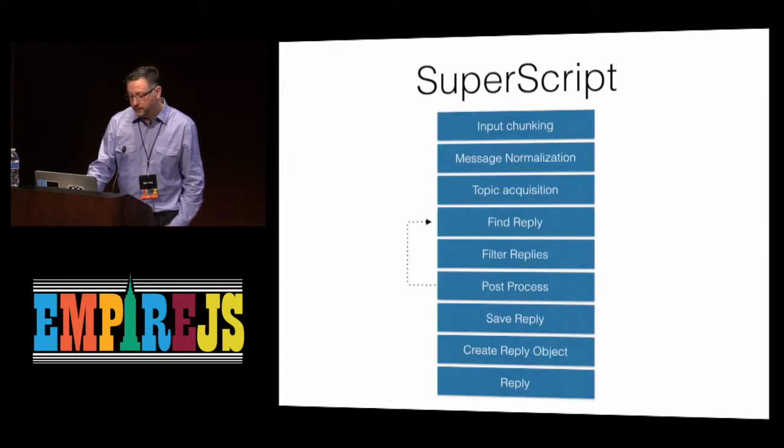So here's the top-down flow of how information goes through the system. Like I mentioned before, we do the high-level chunking, then normalization, and then some sort of topic acquisition, which we'll talk about in a minute. We find a reply, and then we filter some stuff out if it needs to be, and then we do some post-processing on that. If there's anything left after all of that, it'll return it to the user. If there isn't anything left, if something happens to have been removed, it'll go back and keep looking for appropriate matches.